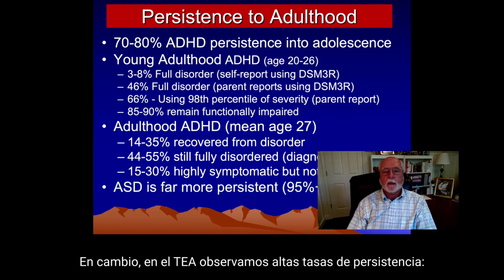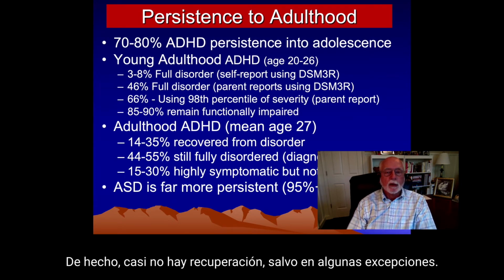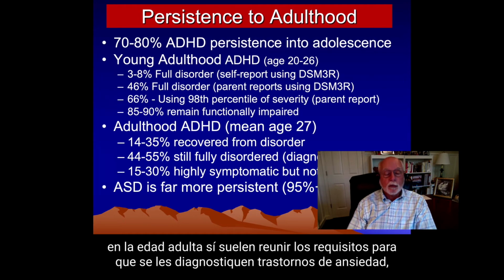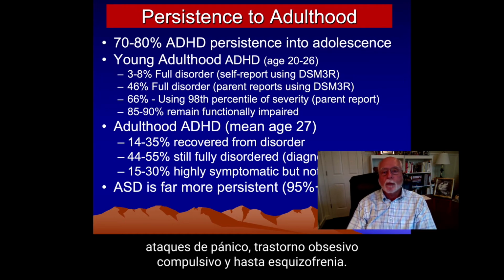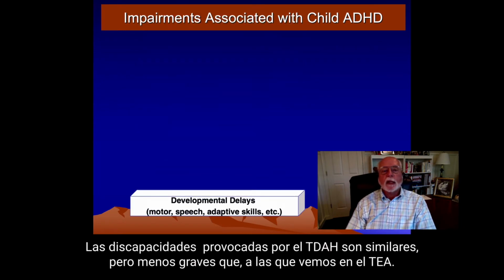Whereas with ASD, we see high rates of persistence from childhood to adulthood, with far less than 5% of children diagnosed with ASD recovering from their disorder. Indeed, there's almost no recovery, with a few exceptions. On the other hand, children who may not qualify for ASD by adulthood often do qualify for anxiety disorders, panic attacks, obsessive compulsive disorder, and to some extent, schizophrenia. The impairments we see in ADHD are similar but less extreme to those we see in ASD.